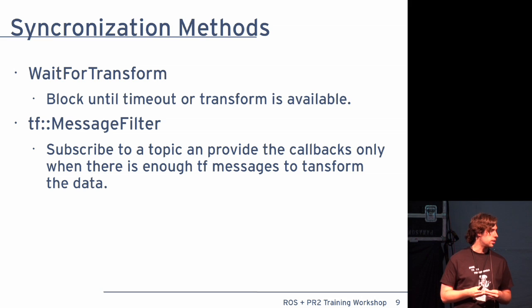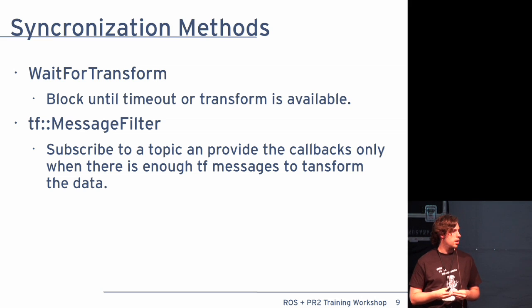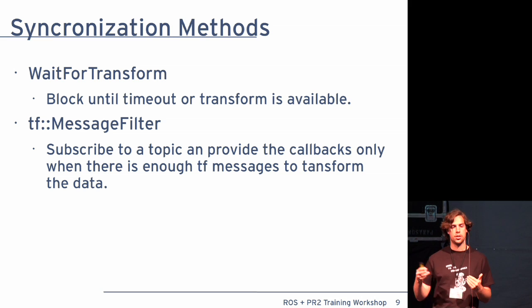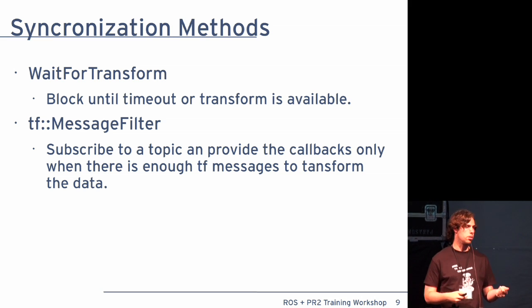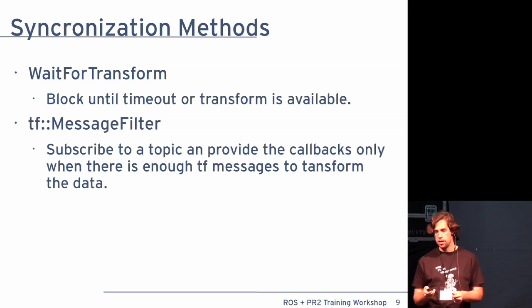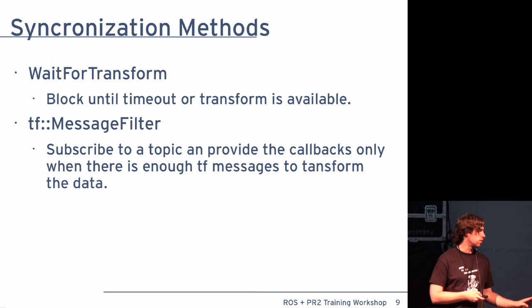The other one is a TF message filter. It will automatically do this for you, where it will receive a message for you, store it in a buffer, and provide you with a callback when the transform into the frame that you want is available. I strongly recommend this, and I'll come back to it.